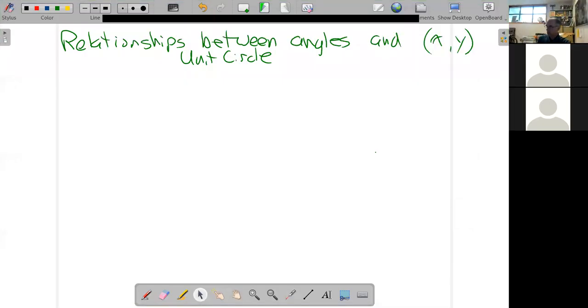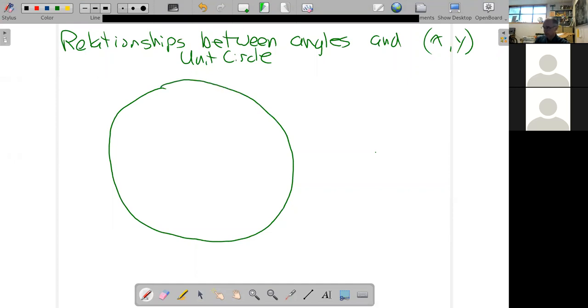So, relationships between angles, X and Y values on the unit circle. I'm going to try to draw a good circle again. All right. And then this is going to be the unit circle. So let's put some axes in here. Good enough. And if that's the unit circle, then this up here is y equals 1.